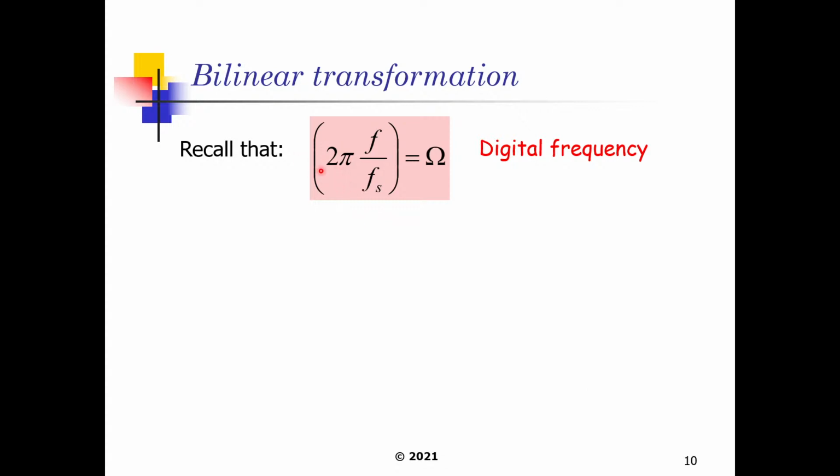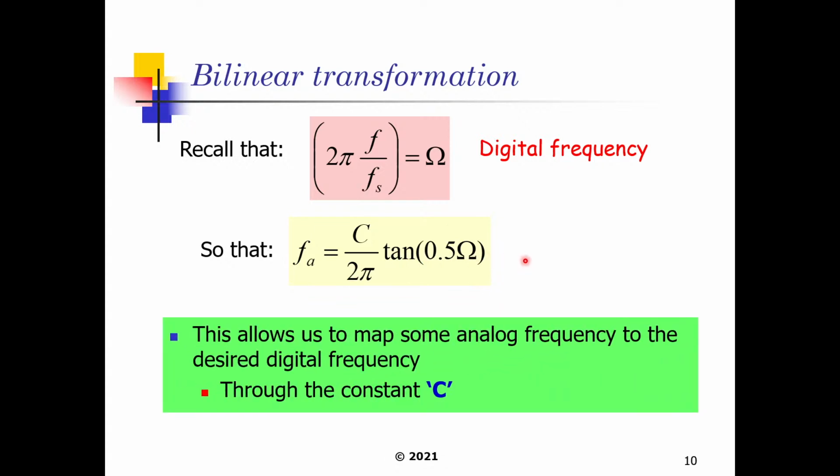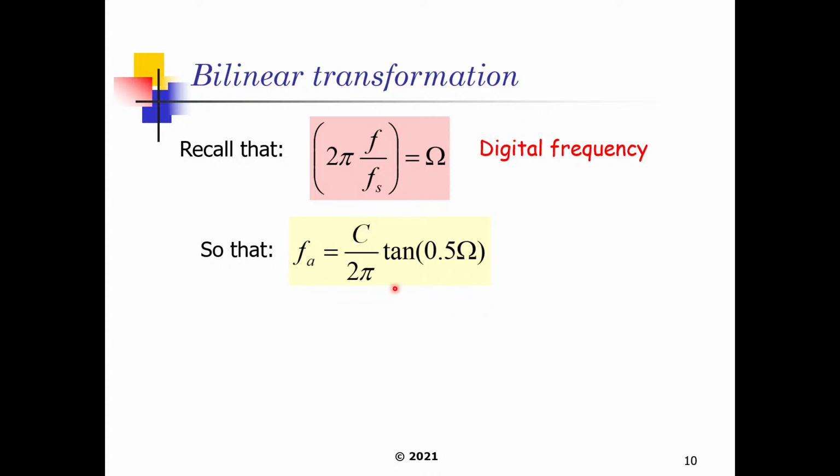Now, recall that 2 pi f divided by f_S, where f is our cutoff frequency and f_S is our sampling frequency, also maps to our digital filter frequency as required, which is capital omega. So we can rearrange this equation into a shorthand version: f_A is equal to C divided by 2 pi tan of 0.5 capital omega. This mapping is the mathematical proof showing that the analog filter frequency can map to a desired digital filter frequency using this constant C.